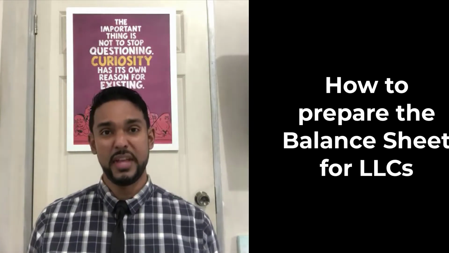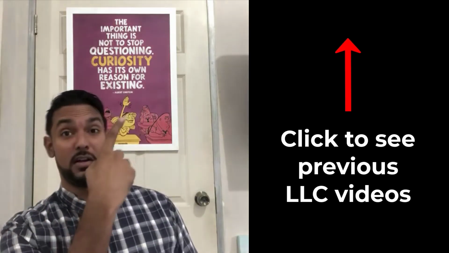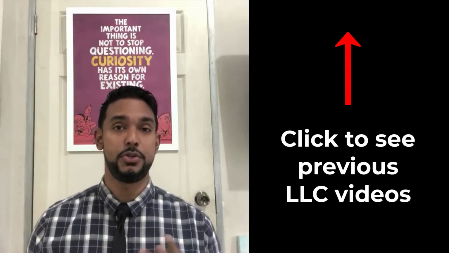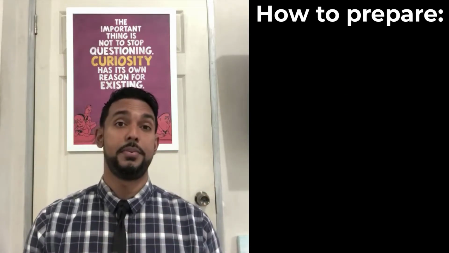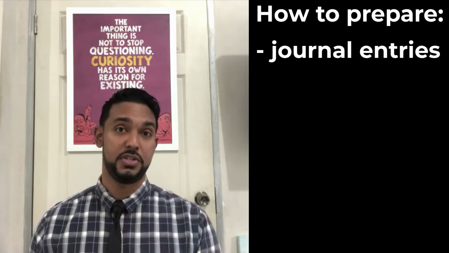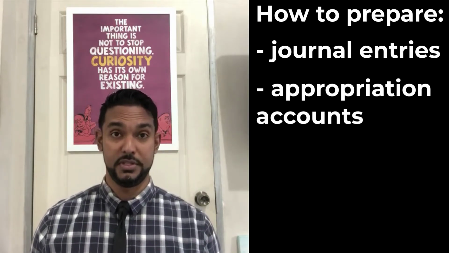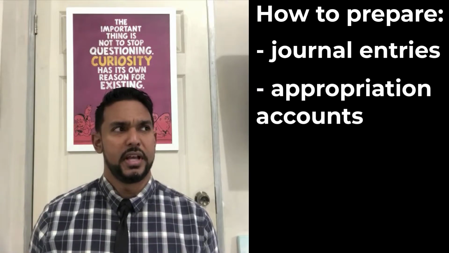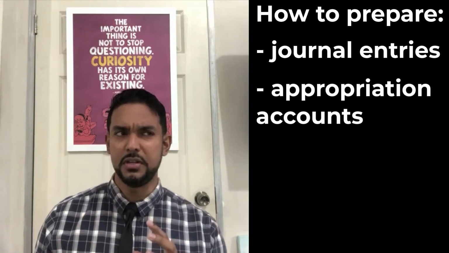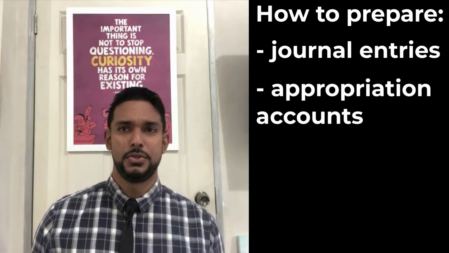If you are brand new to LLCs and you know nothing about them, then I would strongly suggest that you click on this card up here or the link in the description below, which will carry you to my playlist, which shows you 2 previous videos. How to prepare the journal entries to record the issue of shares and debentures for limited companies, and how to do appropriation accounts for companies as well. That way, you will get accustomed to the terminology and some of the theory behind LLCs, so the material in this video won't seem too alien to you.